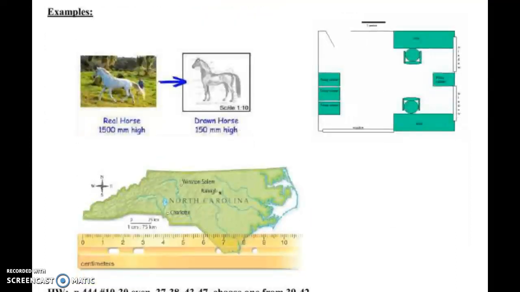All right, let's come down here to North Carolina. Notice the scale drawing. 1 centimeter is 75 kilometers. So we're starting at 0. Looks like we're going to 11. So if we have 11 centimeters on the scale drawing, we're going to times that by 75 kilometers.